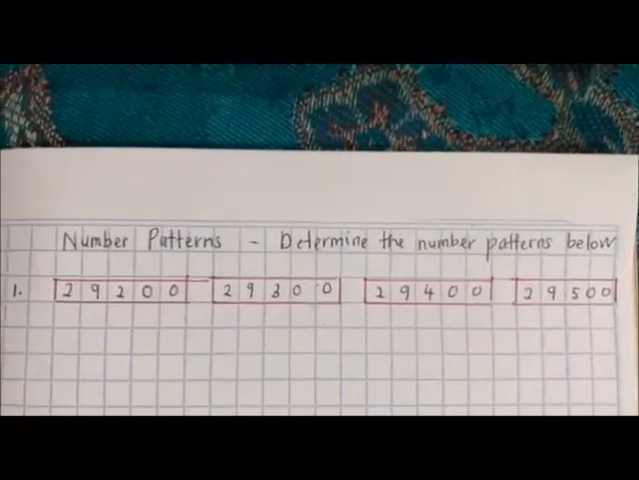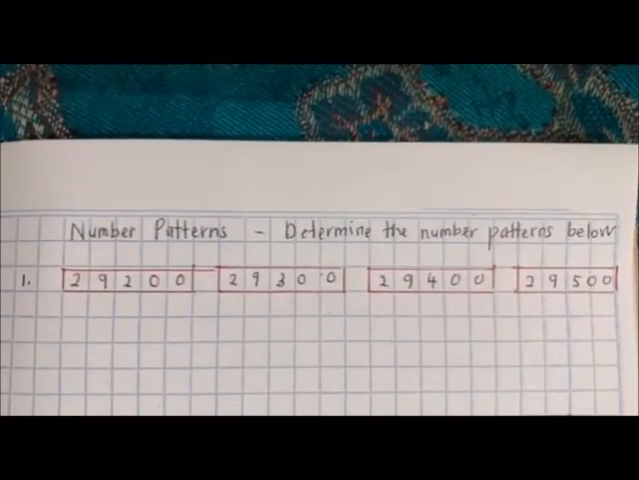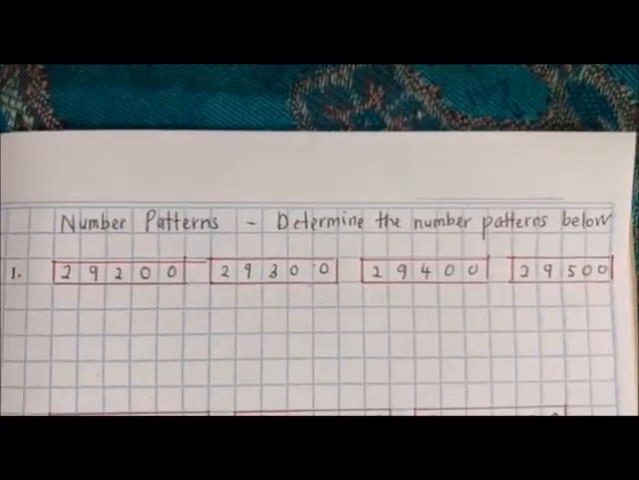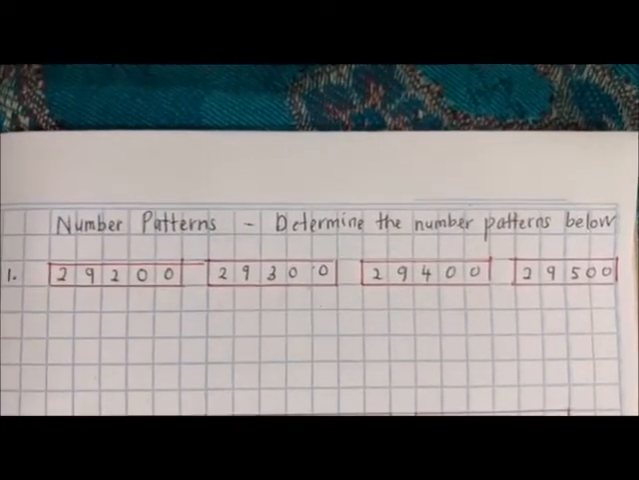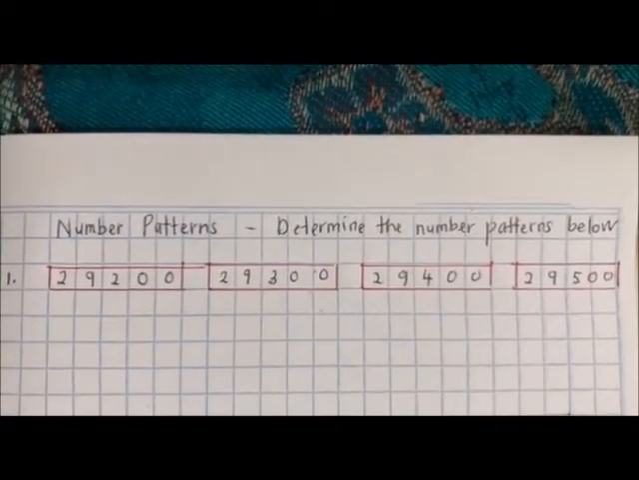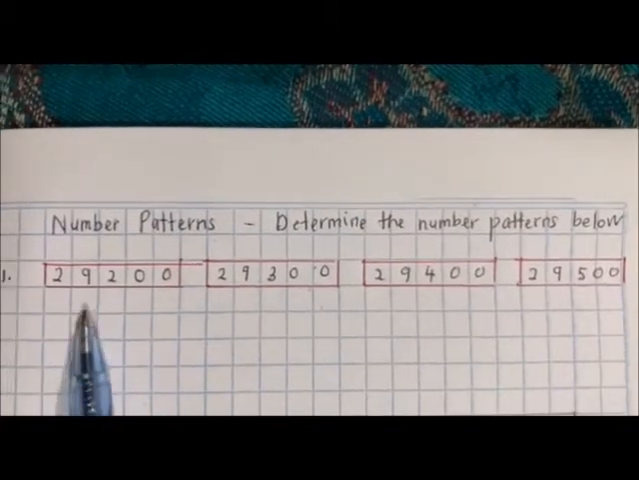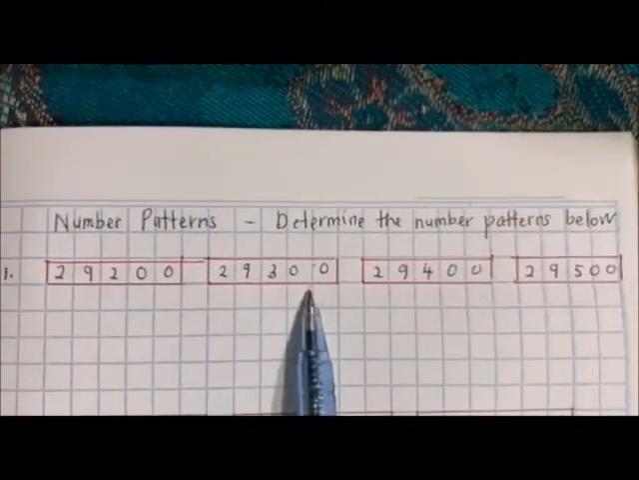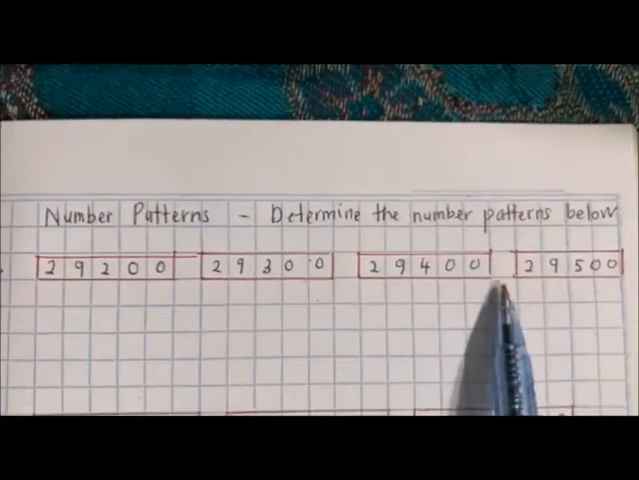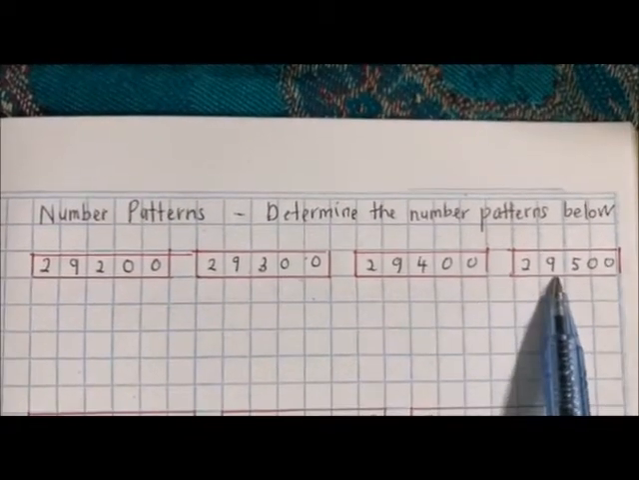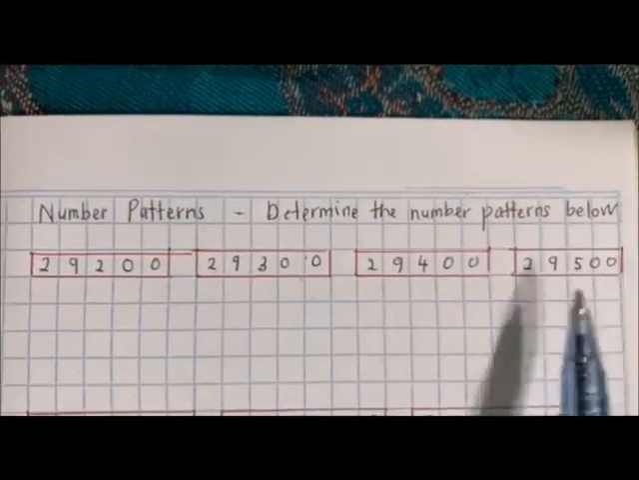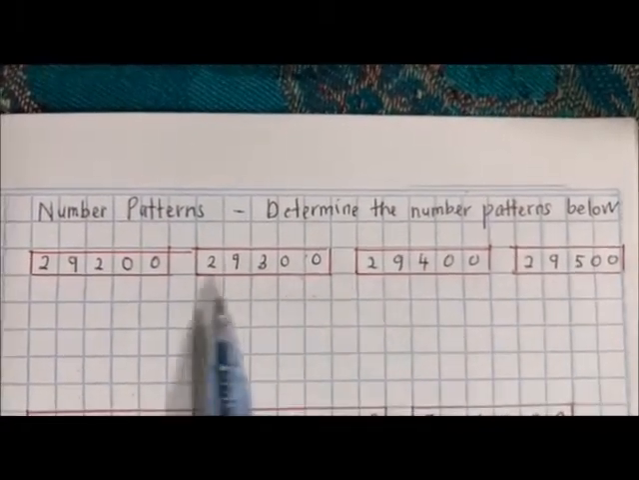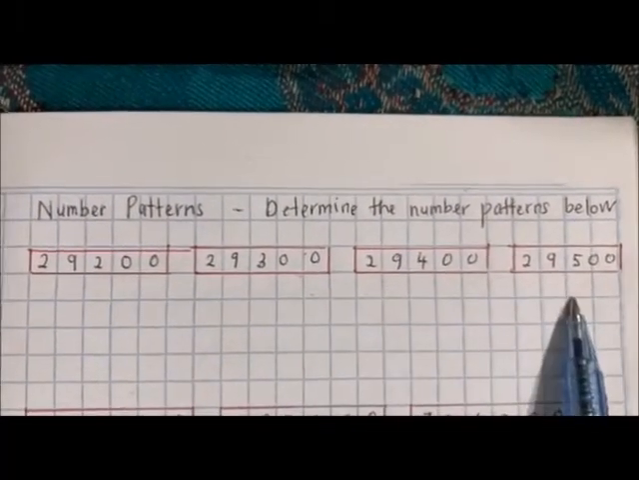Today we want to learn about number patterns. How you need to determine the number patterns below. For example, this one. You look at the first number, 29,200, 29,300, 29,400, 29,500. When you look at these numbers, do they increase or decrease?